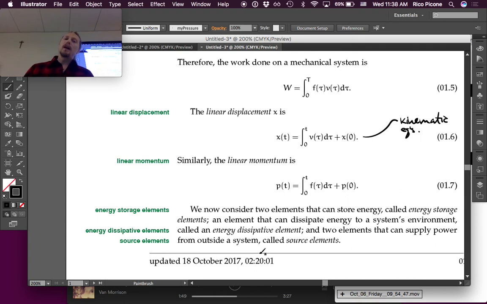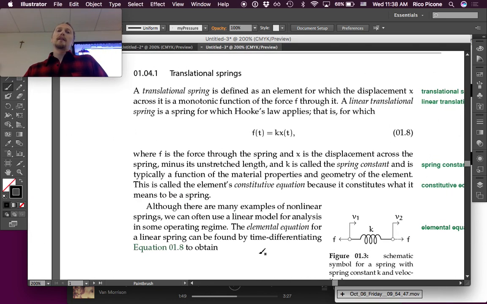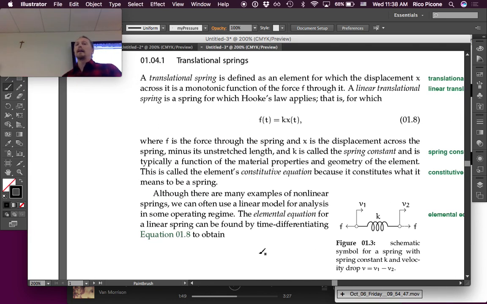We now consider two elements that can store energy called energy storage elements. Then we're going to consider an element that can dissipate energy to a system's environment called an energy dissipative element. And finally, two elements that can supply power from outside a system called source elements. So we're only going to consider the spring today. That's as far as I made it this morning, and I don't like to have you guys on different things.